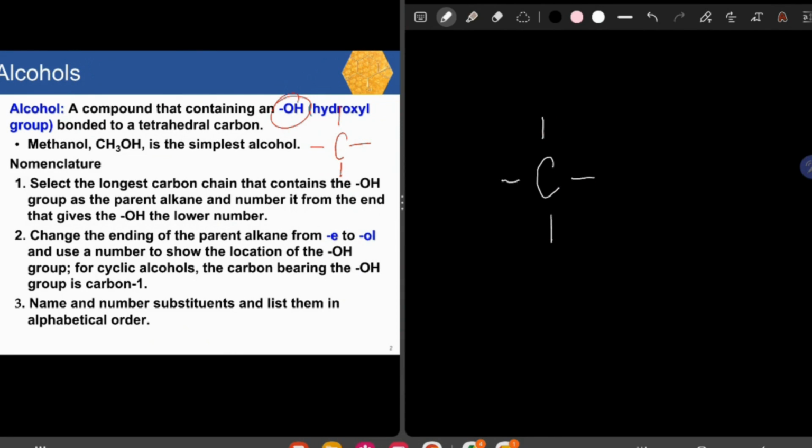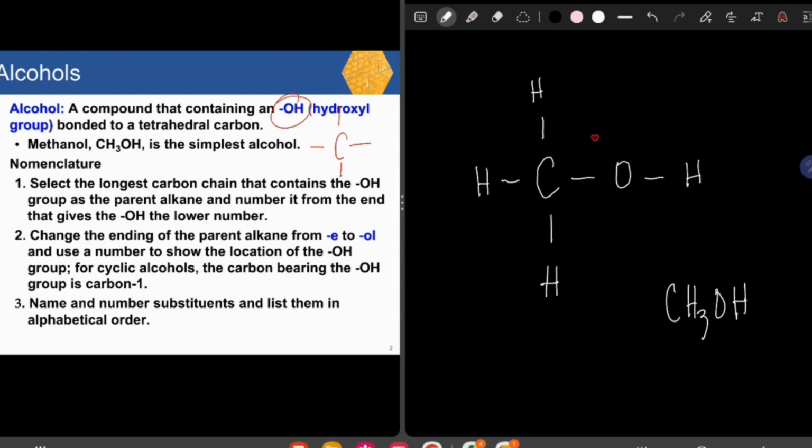So ibig sabihin, we have four bonds on our carbon. On the other bond, we have oxygen, and then on oxygen, we have H. On the remaining carbon bonds, na unbonded, we have three hydrogen. So this one is a methanol, or CH3OH.